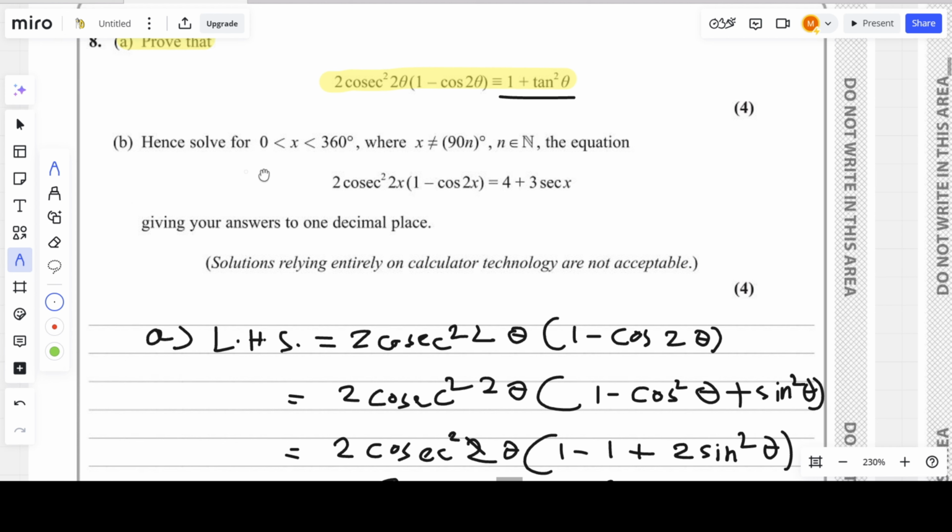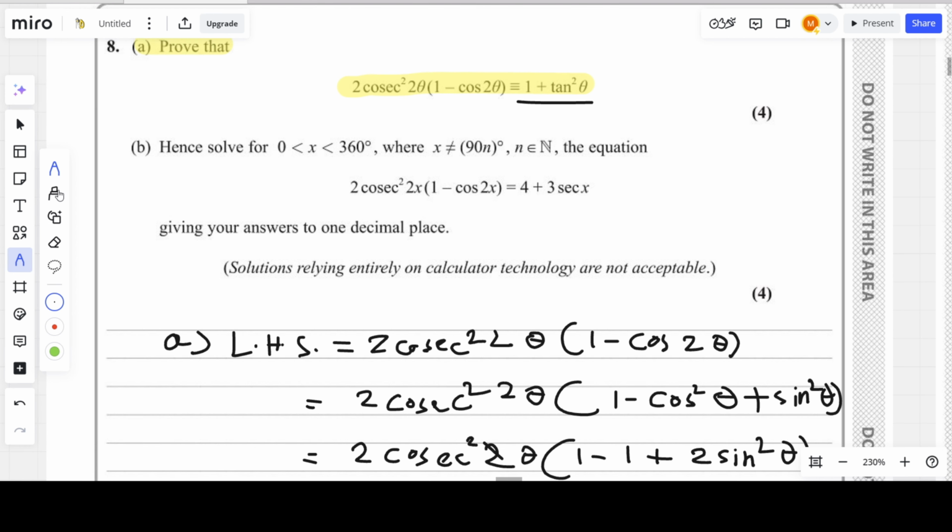Okay, so for part B, let's see what they have asked in part B. Hence solve for x greater than 0 less than 360, where x is not a multiple of 90. It means x is not a multiple of 90 degree, where n is an element of the integers. The equation, we need to solve this equation. So already we have simplified this equation in the previous question.